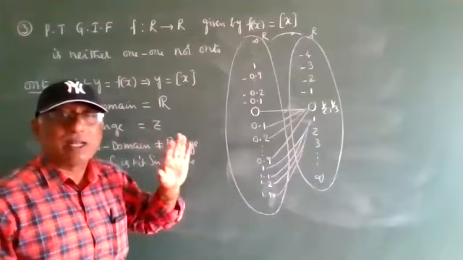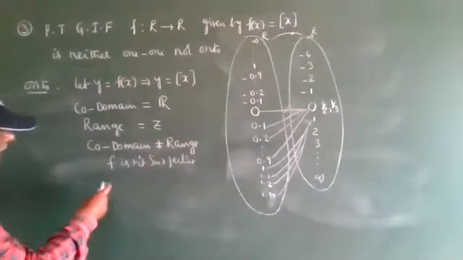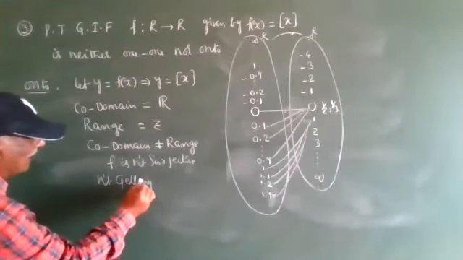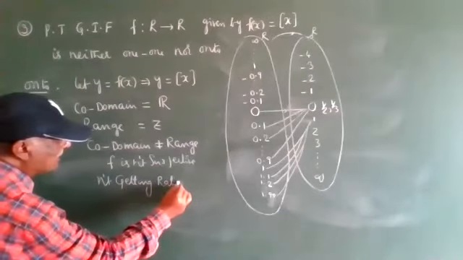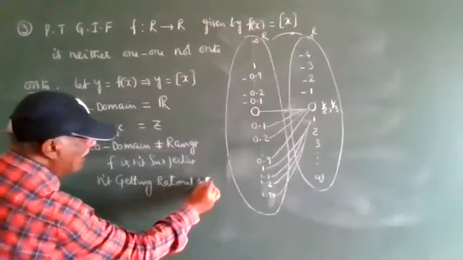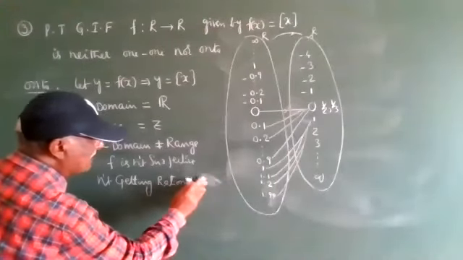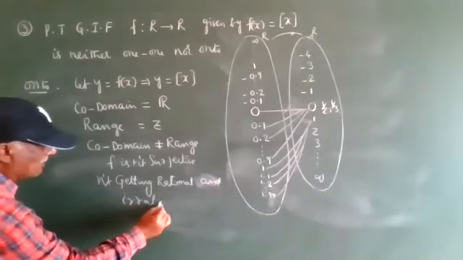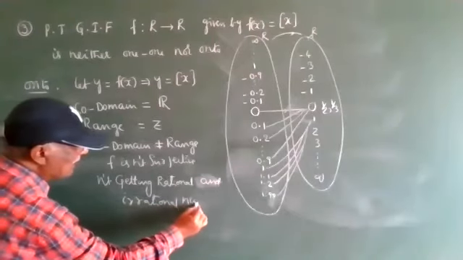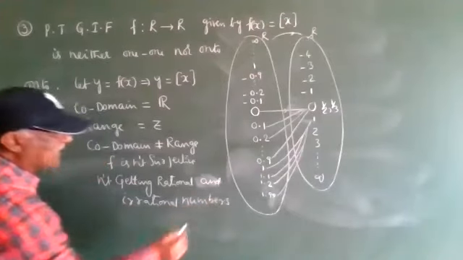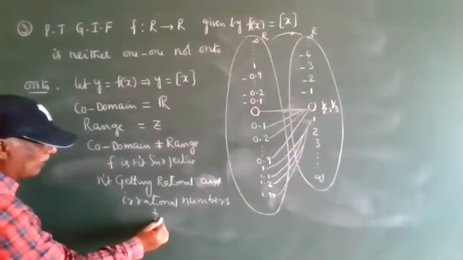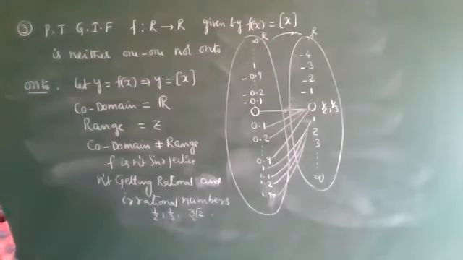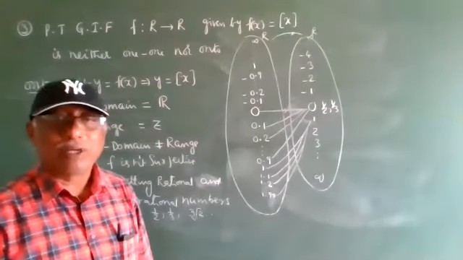Therefore, fractions are not getting, rational numbers are not getting, rational and irrational numbers. Rational numbers means fractions, irrational numbers are like cube roots. 1 by 2 is not getting, 1 by 3 is not getting, cube root of 2 is not getting. So these are not getting, therefore it is not an onto function, it is not surjective.